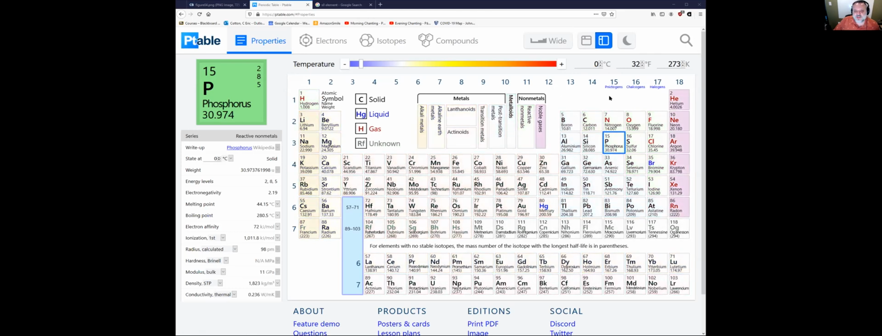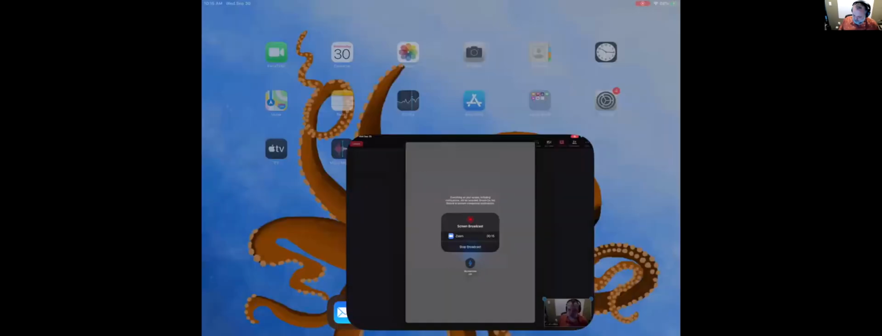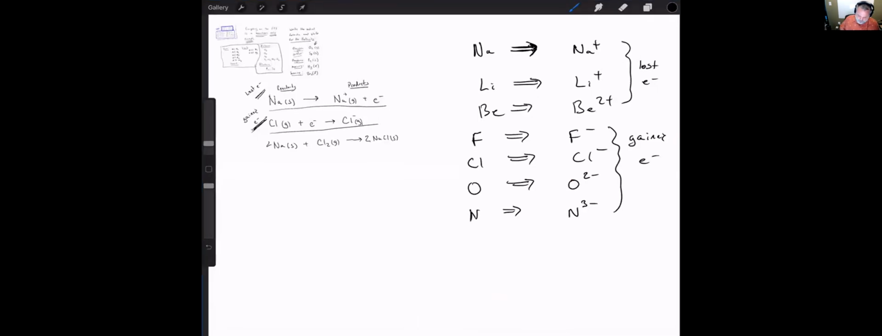So how do we predict things? Group 1 will always form +1 cations.